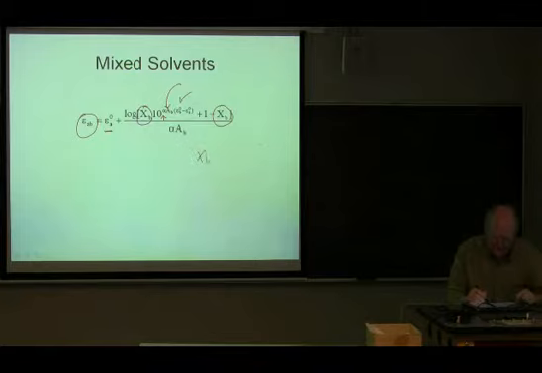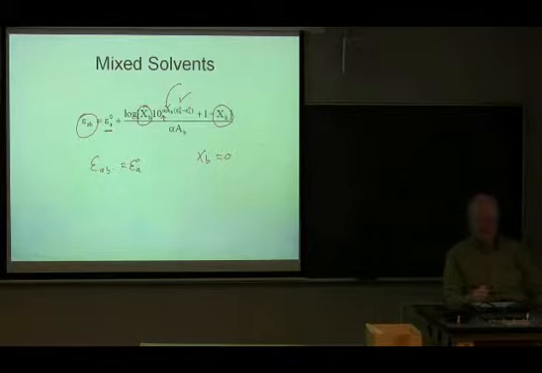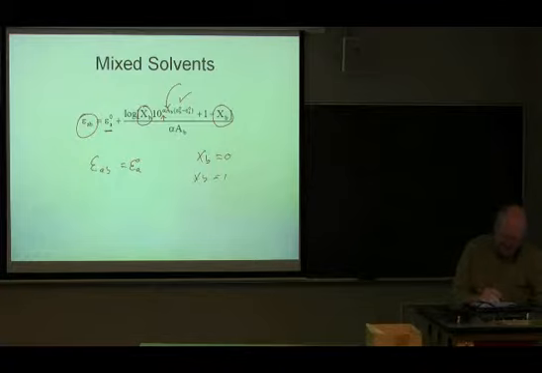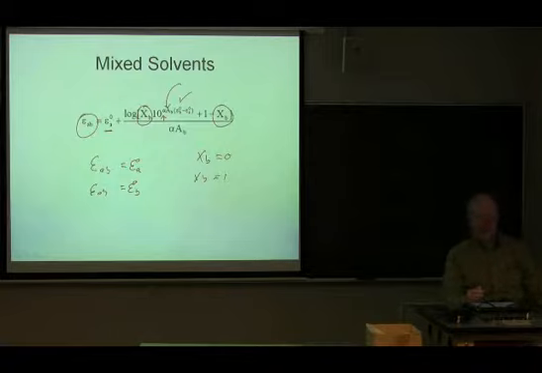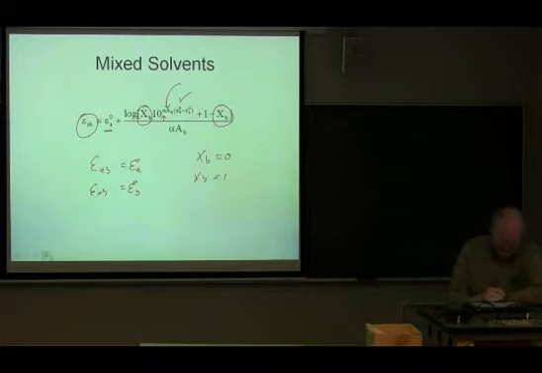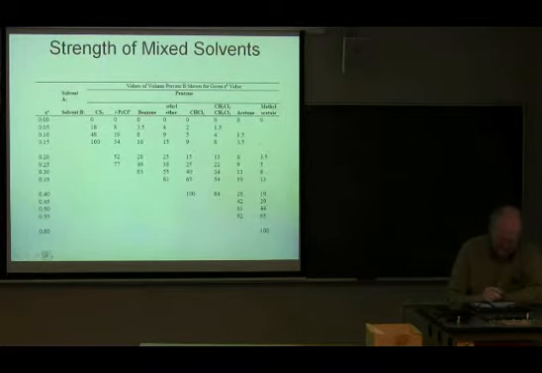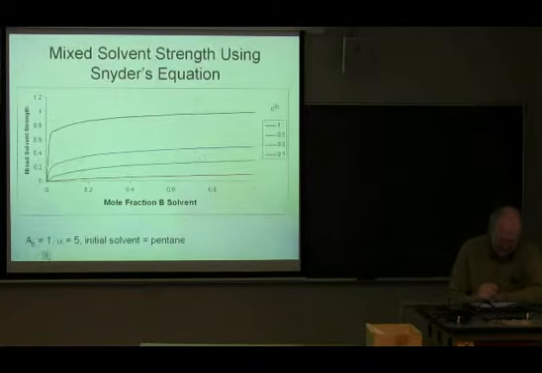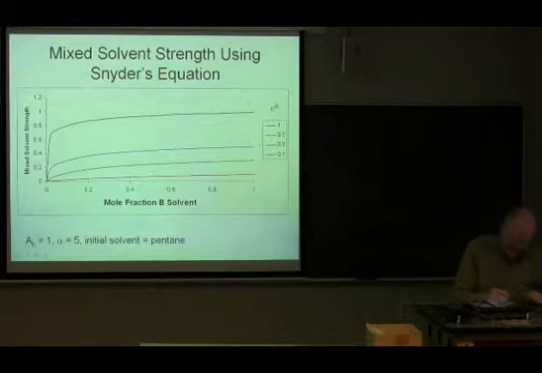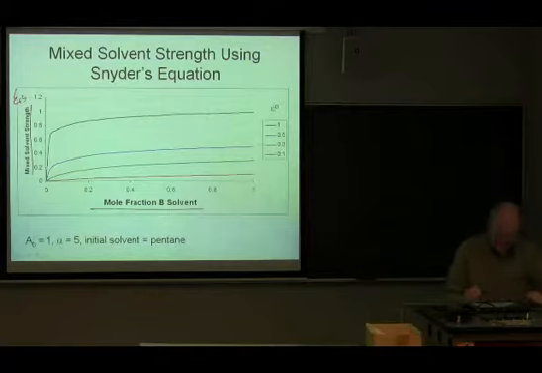So if XB equals 0, epsilon AB equals epsilon naught A. If XB equals 1, epsilon AB equals epsilon naught B. And in between, it's a nonlinear function. Let me come back to this in a second. There's the function. Here's the mixed solvent strength, epsilon AB, against mole fraction.